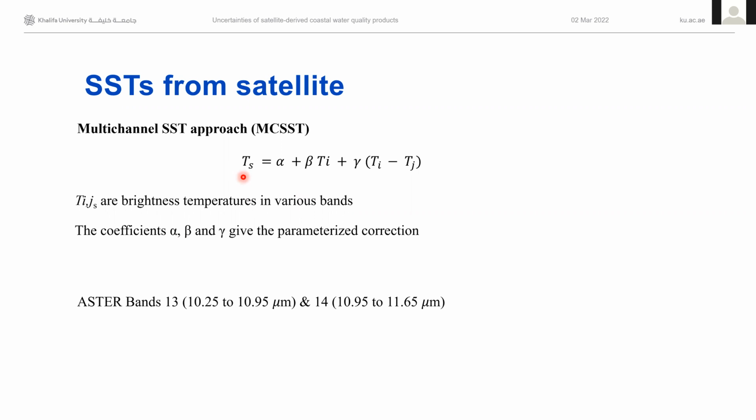An example of this approach being implemented is the ASTER satellite using band 13 and band 14. As you can see here, the wavelength for band 13 is between 10.25 and 10.95, and the same thing for band 14, 10.95 and 11.65 micrometers. So this is the first approach to estimate the SST.